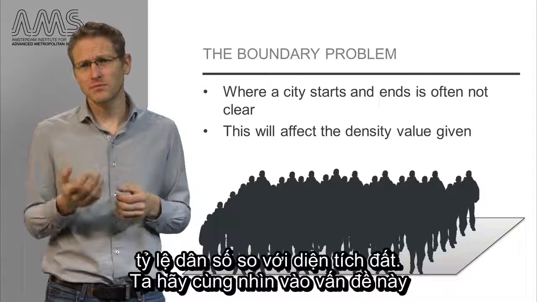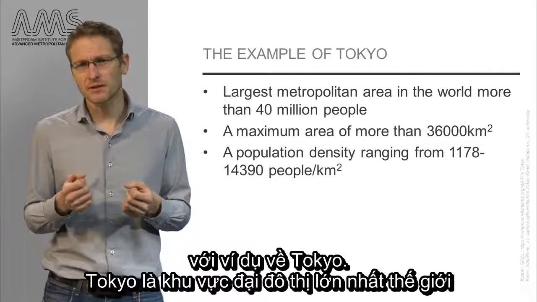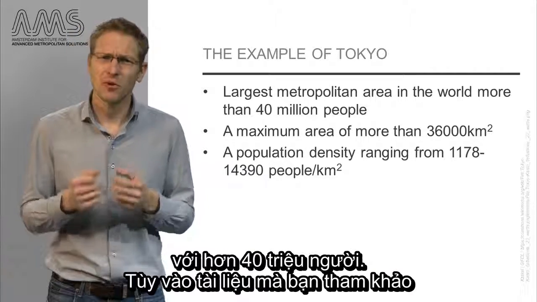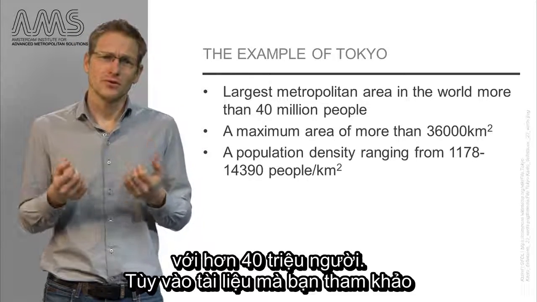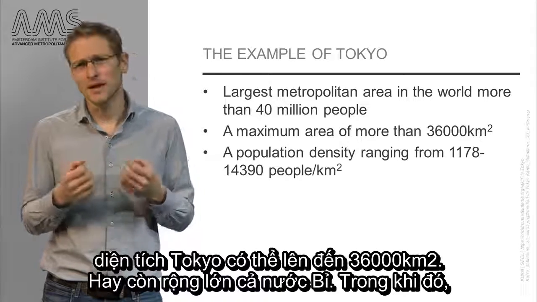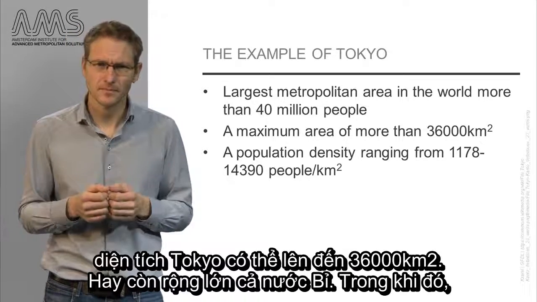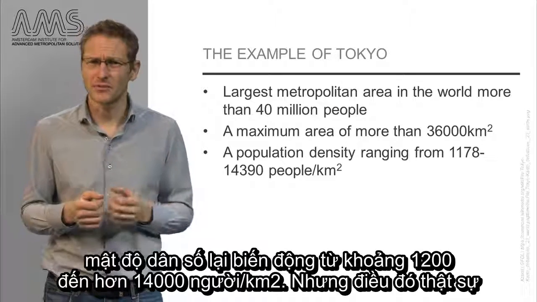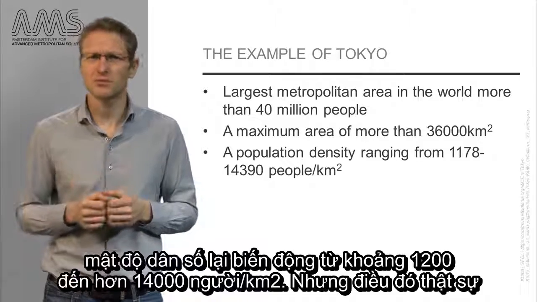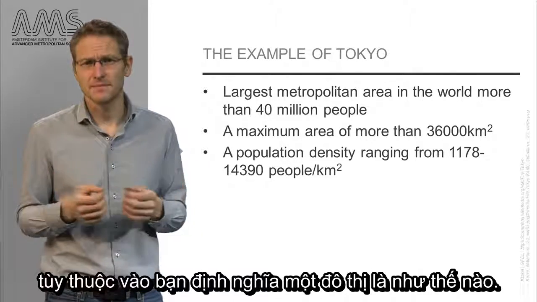Let us look at this problem using the example of Tokyo. Tokyo is the largest metropolitan area in the world with more than 40 million people. And, depending on which document you consult, the area of Tokyo can be up to 30,000 square kilometers, or larger than Belgium. The population density, meanwhile, does vary between 1,200 to more than 14,000 people per square kilometer. But that really depends on what you define as the city.